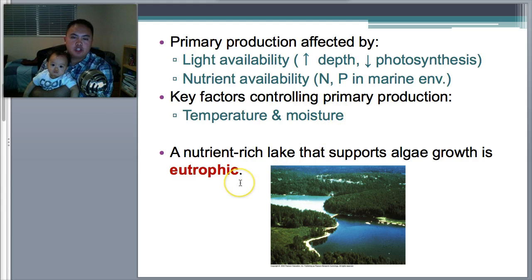And just a key term that you need to know is that a nutrient-rich lake that has a lot of algal growth, remember algae are responsible for photosynthesizing in marine environments, that term is called eutrophic or eutrophication. It has a lot of nutrients for primary production.